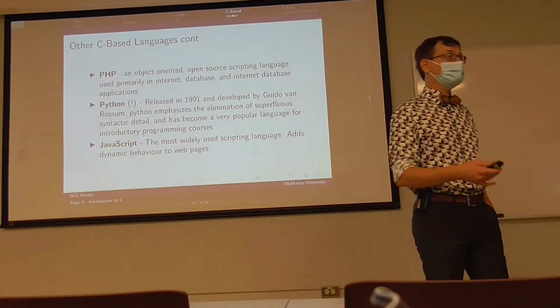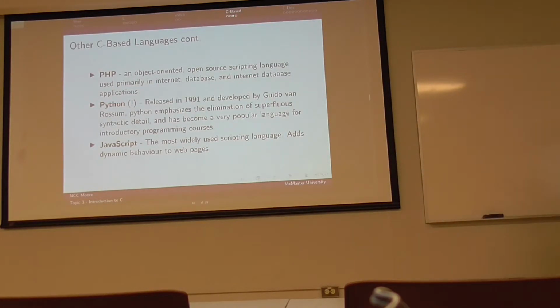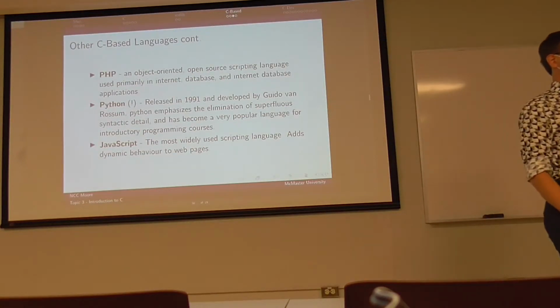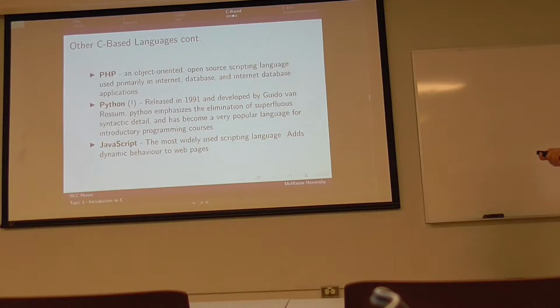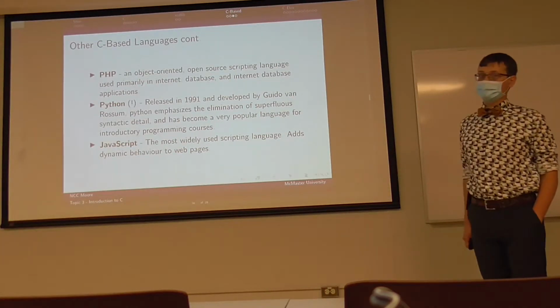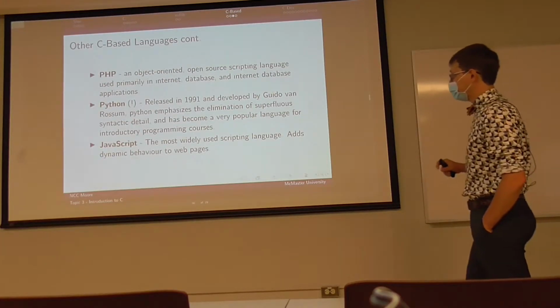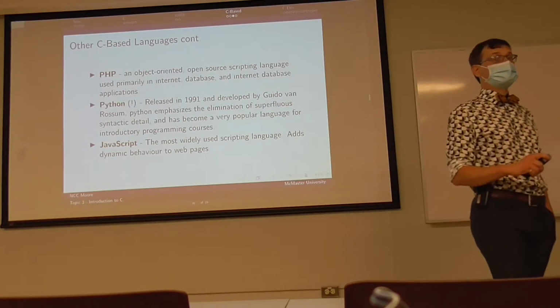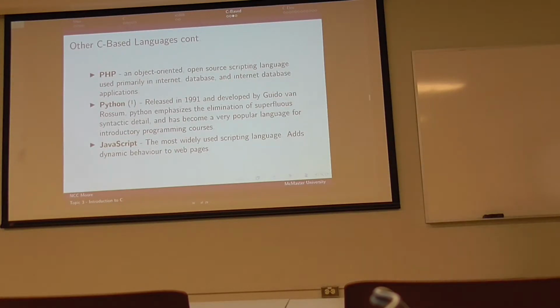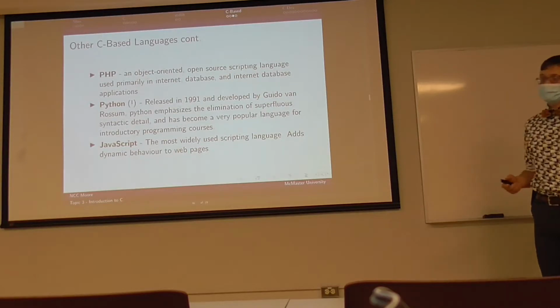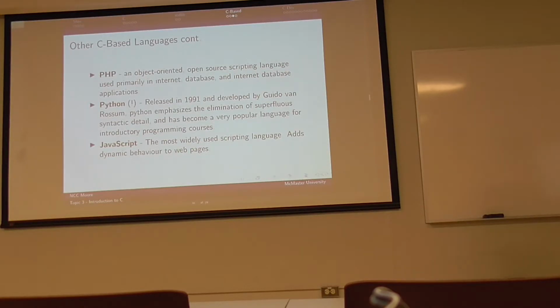PHP is an object-oriented open-source scripting language used primarily in internet database applications. Python, exclamation point, released in 1991, same year as Java, and developed by Guido van Rossum, who declared himself benevolent dictator for life of the Python programming language. Python emphasizes the elimination of surplus syntactic detail and has become a very popular language for introductory programming courses, as I'm sure everybody knows. In addition, JavaScript, the most widely used scripting language, adds dynamic behavior to websites as well as viruses.